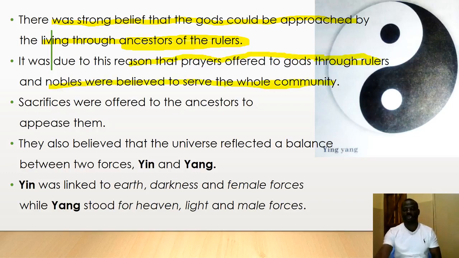Prayers were always offered through the rulers as well as the nobles, because they believed that the ancestors of the rulers are the ones who can be held to the gods. So they were praying through the nobles as well as the rulers. Sacrifices were offered to the ancestors to appease them.